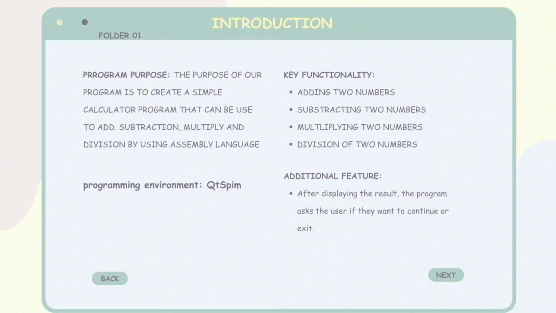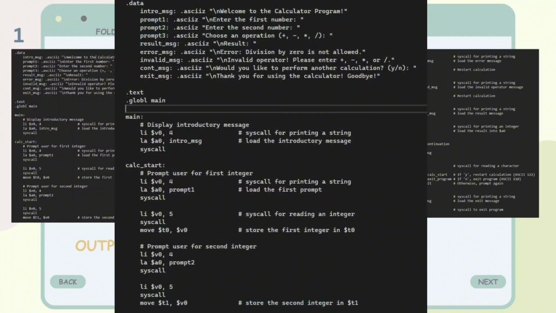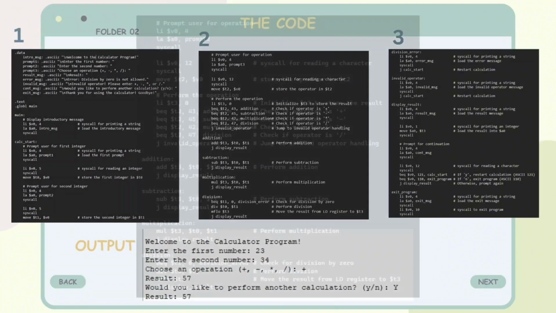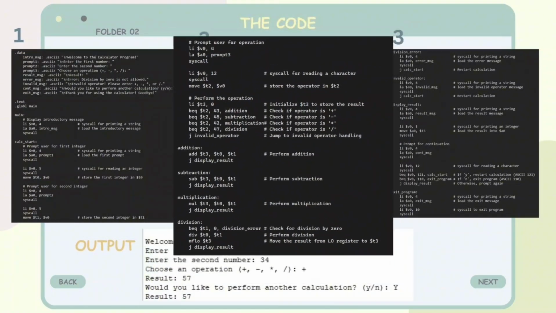For the introduction part, the purpose of our program is to create a simple calculator program that can be used to add, subtract, multiply, and divide by using assembly language. For our programming language, we use QtSpim. The key functionalities of our program is it can add two numbers, subtract two numbers, multiply two numbers, and divide two numbers. This is the coding that we create together in assembly language.